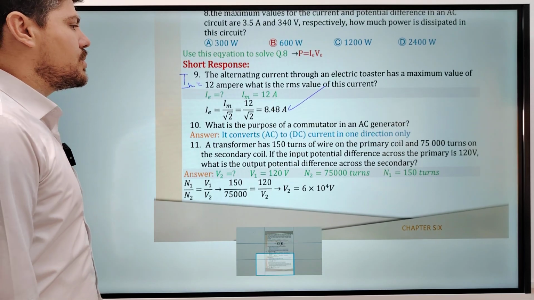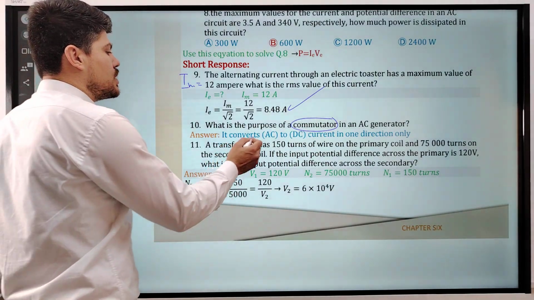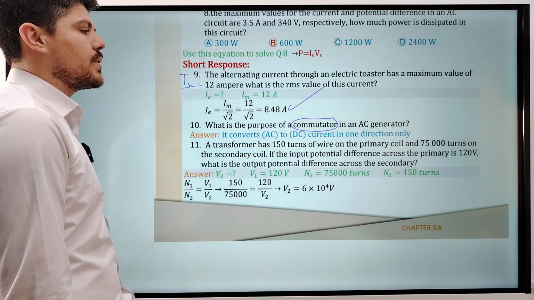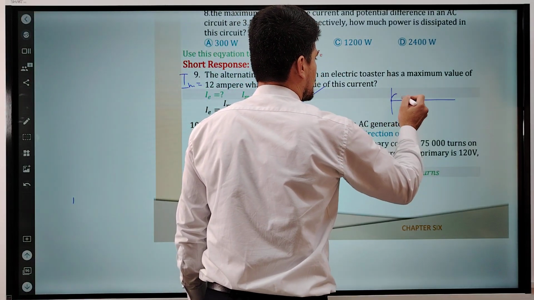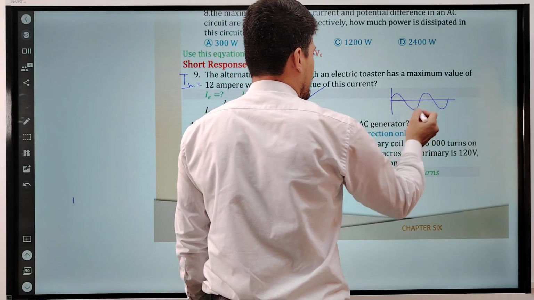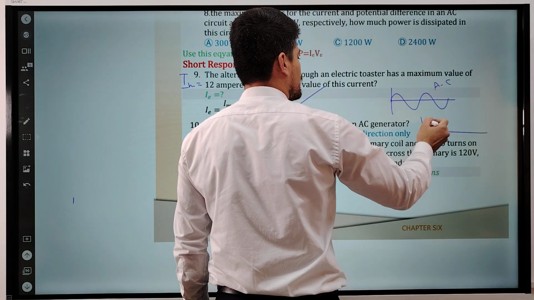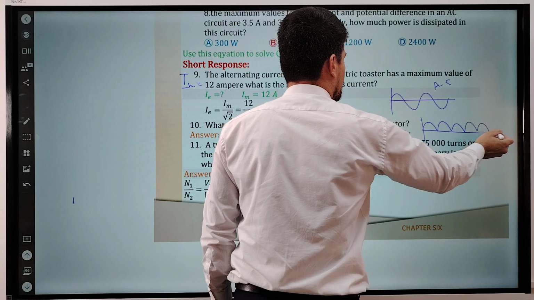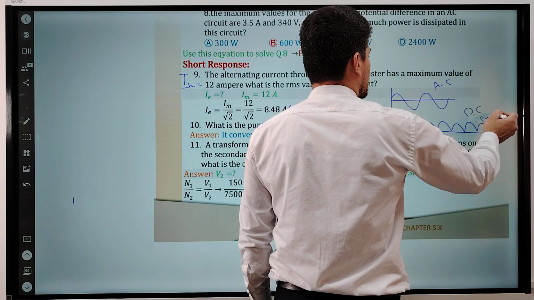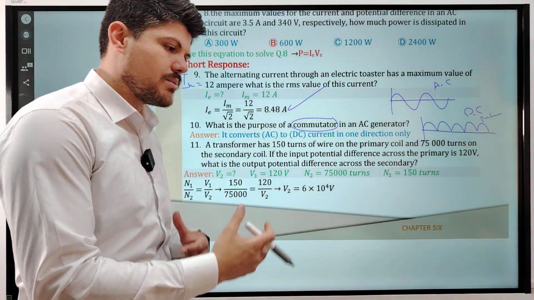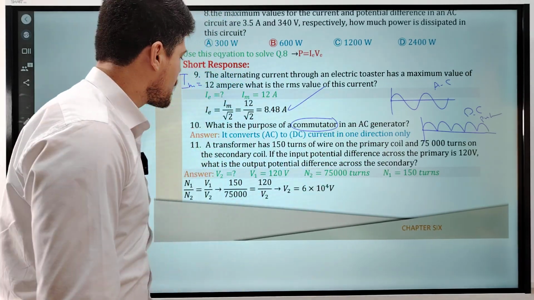What is the purpose of the commutator in a generator? The commutator converts the alternating current to DC current in one direction only. An AC generator produces an alternating current. But in a DC generator with a commutator, only the magnitude of the current changes. So this is pulsating DC. By using many loops and many circuits, this pulse decreases and it becomes a little pulse.